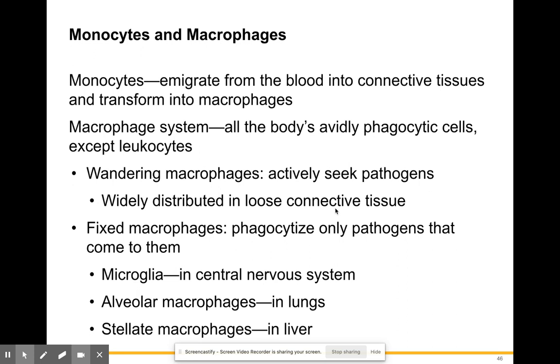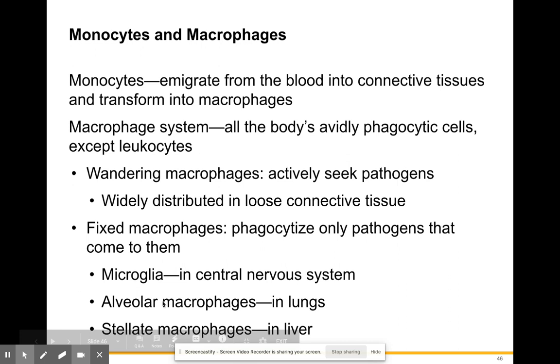And the other variety is called a fixed macrophage, which are macrophages that you're only going to find in specific places. And they're only going to phagocytize pathogens that come to them. They're not going to actively go around looking for them. But if something happens to pass them that they feel needs to be taken care of, they will take care of it. And here are three examples of fixed macrophages.